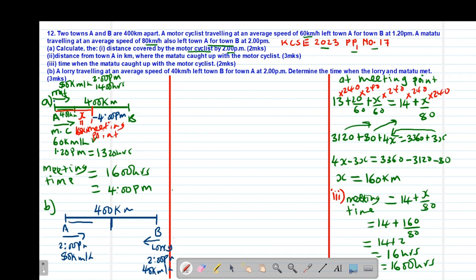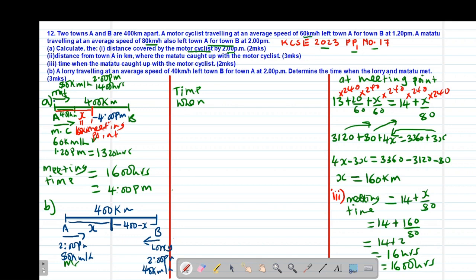So I'll let the distance from point A to the meeting point be x. This is the new meeting point. Therefore the remaining distance on the other side will be 400 minus x, such that when you take x plus 400 minus x, you find a total distance of 400 kilometers. So we know one fact. We'll simply form an equation for the time when the Matatu and the lorry met.